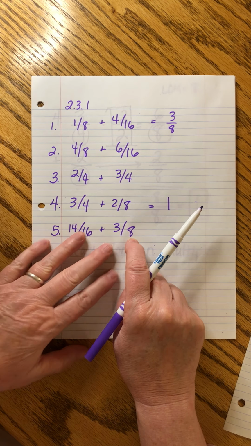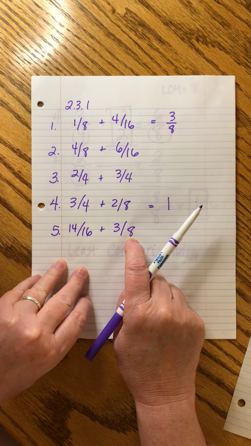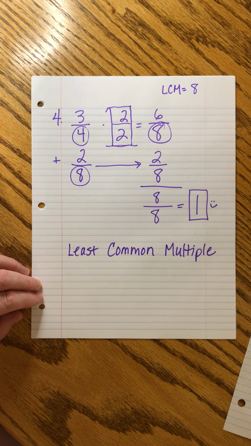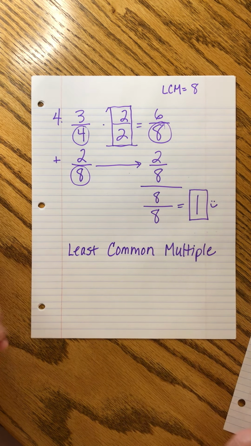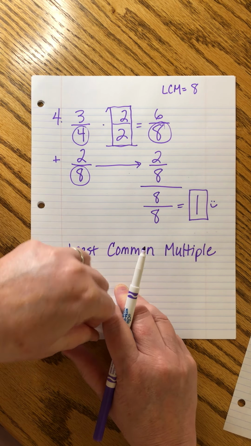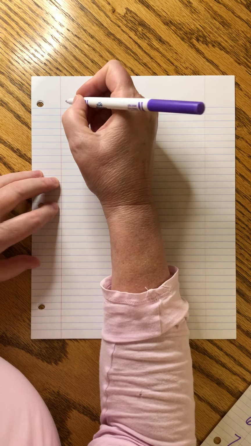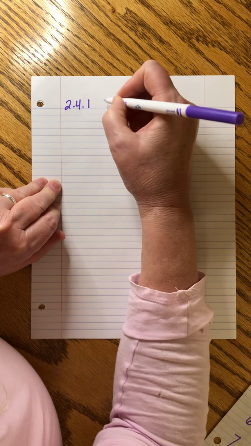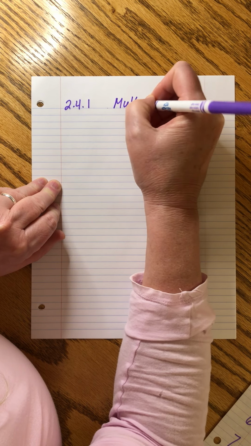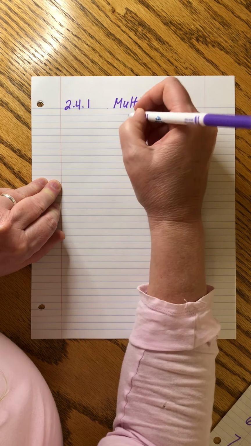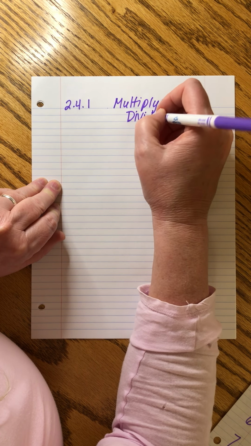All right, so in all of these, you're just adjusting one side of the fraction and not both. All right, that takes care of the first section that you asked me about. Now we get to 2.4.1, and this is about multiplying and dividing fractions.